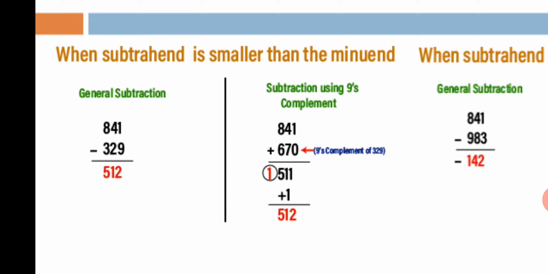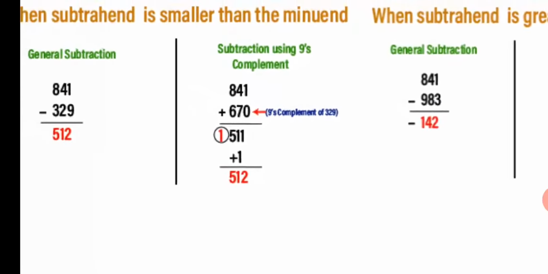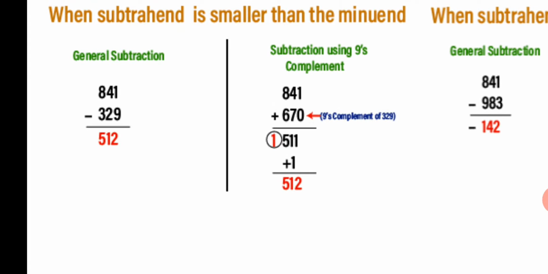I will explain again. On the left hand side, you can concentrate. 841 minus 329, actual value is 512. This is a normal subtraction. In general mathematics you do the same thing, but in case of 9's complement, subtract using 9's complement. You have to keep your minuend as it is, and concentrate on the subtrahend, because when the subtrahend is smaller, it's everything about the subtrahend itself. We are mainly concentrating on the subtrahend, not the minuend, in 9's complement in this example.